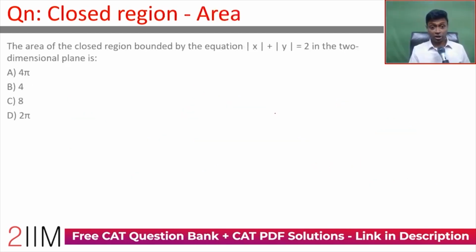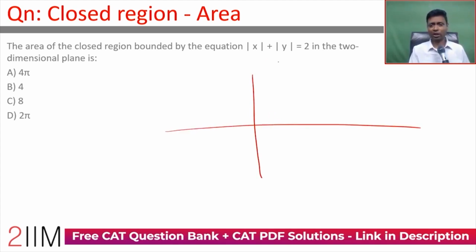The area of the closed region bounded by the equation mod x plus mod y equal to 2 in two-dimensional space. I know this question, I know this shape, so I'm going to rush to the answer and then we'll discuss how we can get this. Mod x plus mod y equal to 2 is a shape like this.